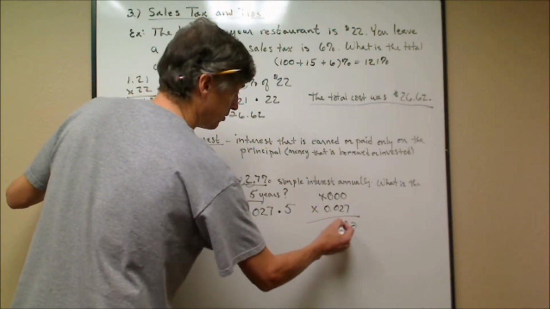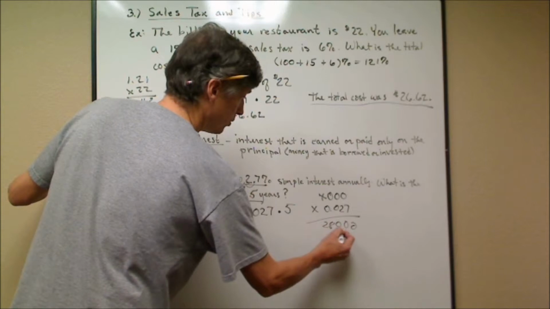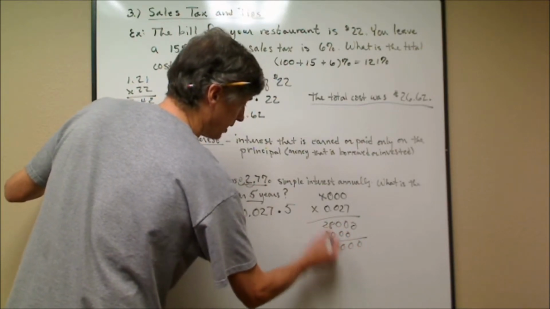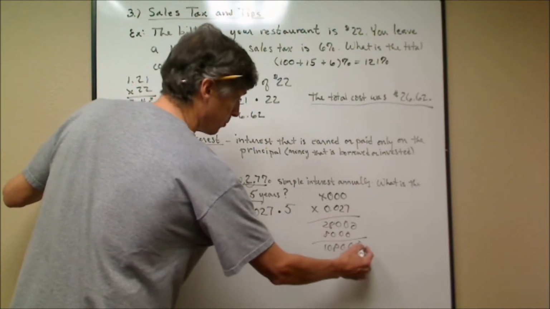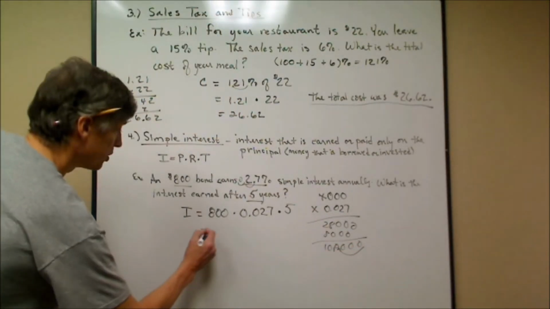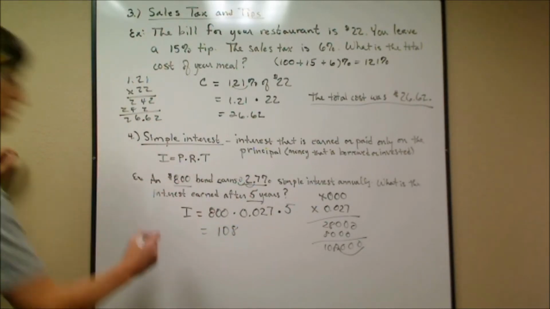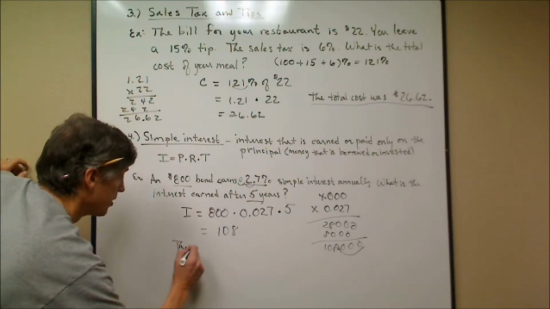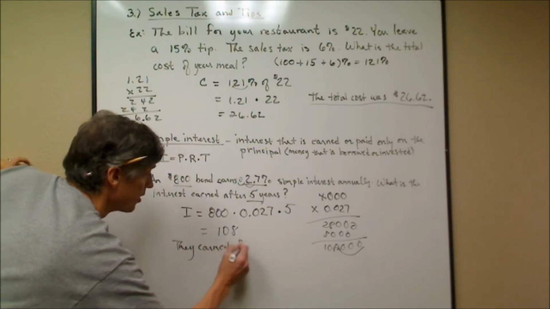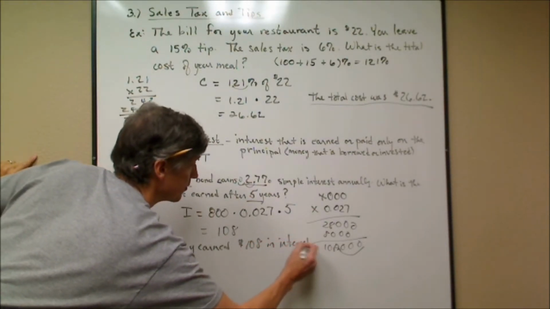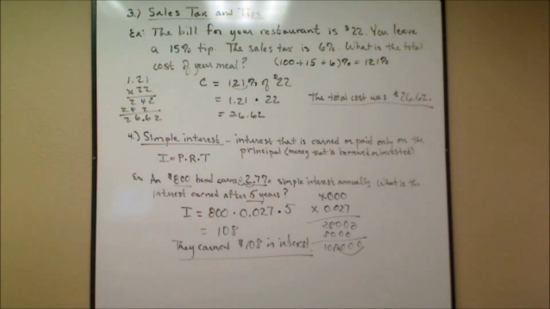So that's 0.027 with 3 decimal places, and this turns out to be 108. So the question says how much interest is earned. They earned $108 in interest. And again, this is a money problem, so my answer is in money. A lot of applications, as you're seeing here, have to do with money.